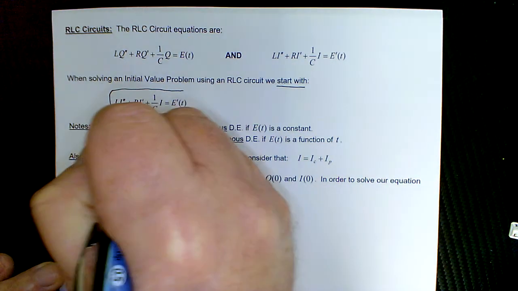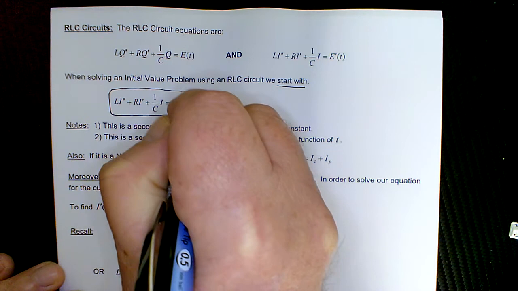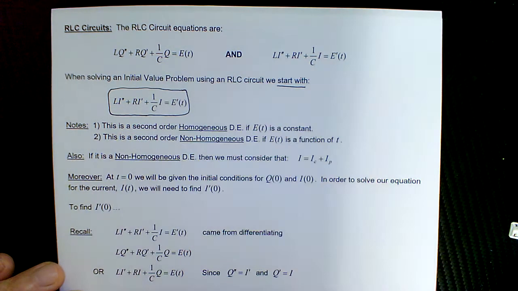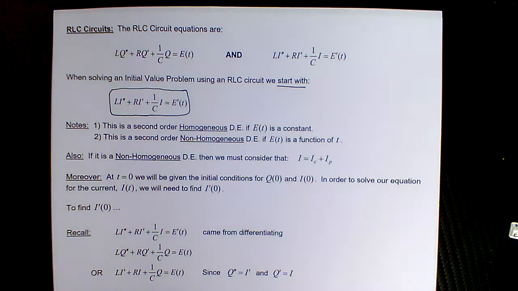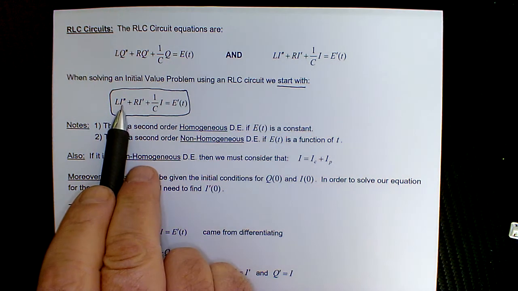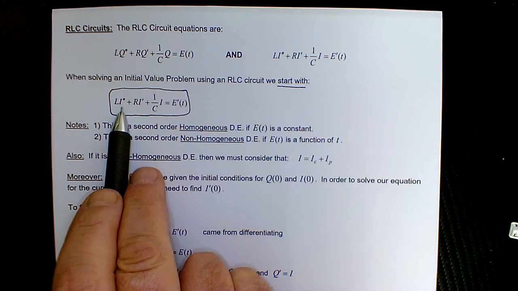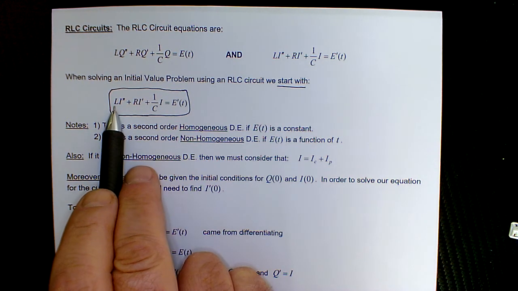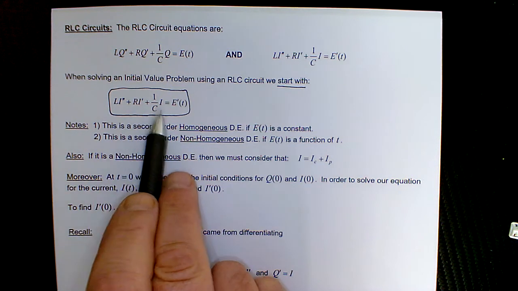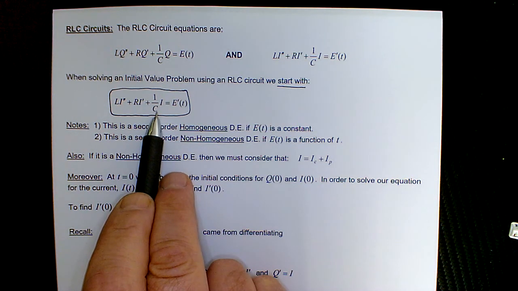One thing to note is that I is the dependent variable, t independent. So this turns out to be a second order, I double prime plus R I prime plus I over C, second order linear differential equation with constant coefficients because L, R, and C are constants.